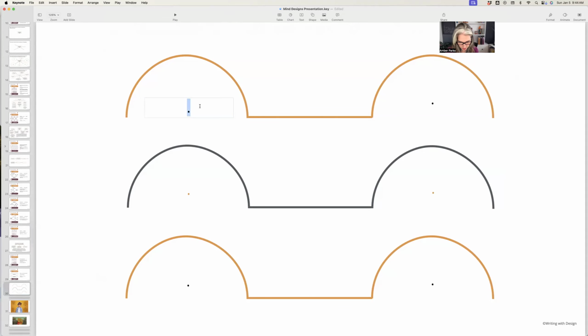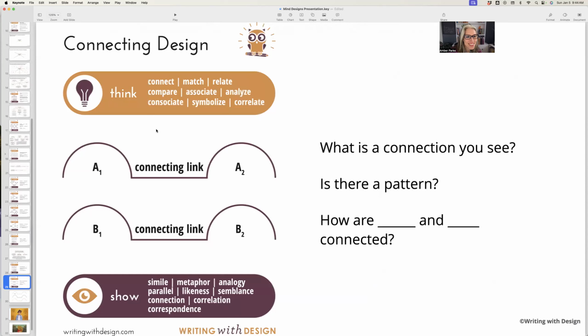So we could start with soldiers. Okay, so that's how this design is built. Let's go back to the design and talk about it for a second. We have to have the two things that we want to have connections to go here in A1 and A2. And this is what we call a connecting link. It's what do you say between A1 to A2 to make it into a sentence. And then we find that parallel connection with B and C and so on.